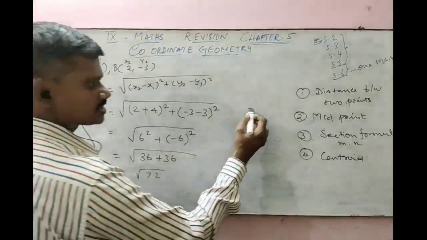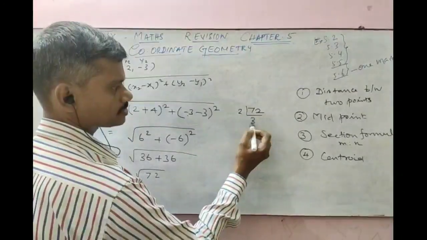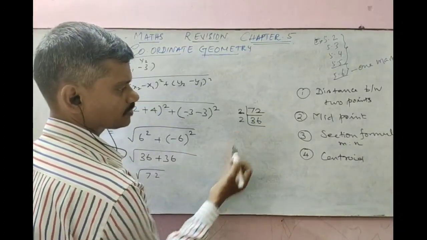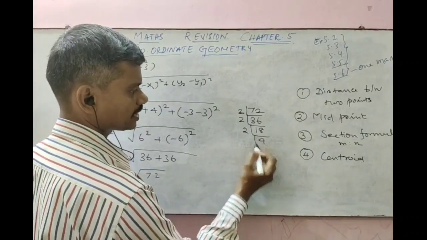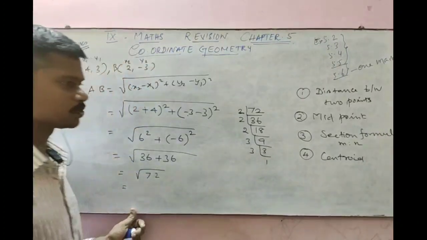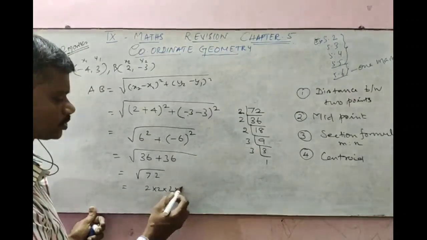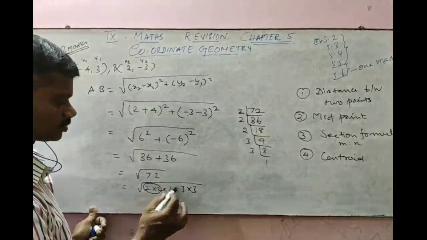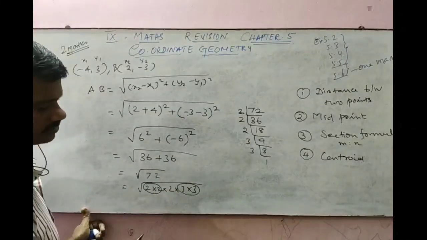You can split this root 72 by factorizing. 2 times 36 is 72. If you divide 36 by 2 you will get 18. Divide 18 by 2 you will get 9. If you divide 9 by 3 you will get 3. Again divide by 3 you will get 1. So the factors of 72 are 2 into 2 into 2 into 3 into 3. Now we have 2 with 1 pair, 2 with 1 pair and 3 with 1 pair.